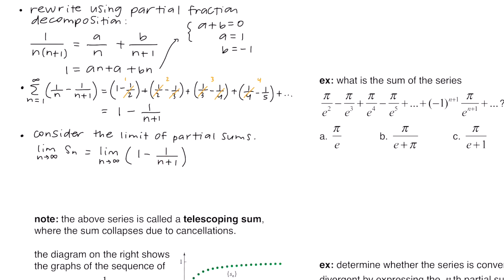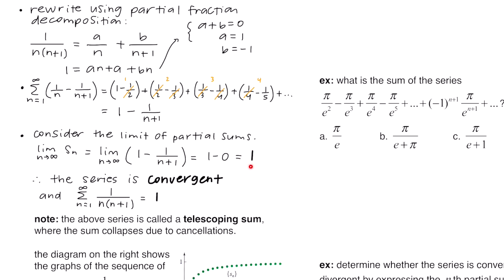To evaluate this limit, we're doing the limit of 1, which is just 1, and the limit of this expression right here as n gets larger and larger. This is going to go to 0. So we get 1 minus 0, or just 1. And since we got the value 1, we then say that the series is convergent, and the original series is equal to that same value 1.